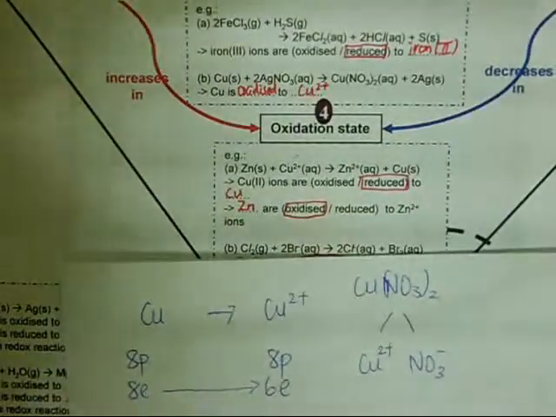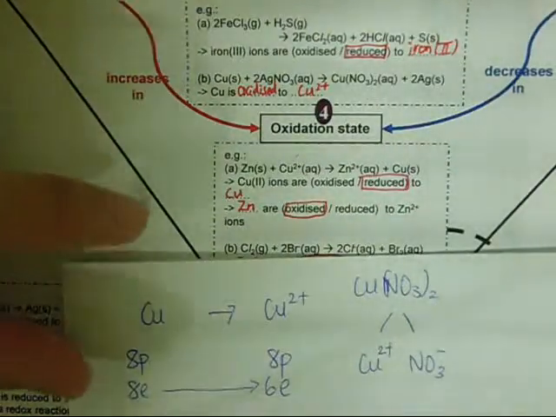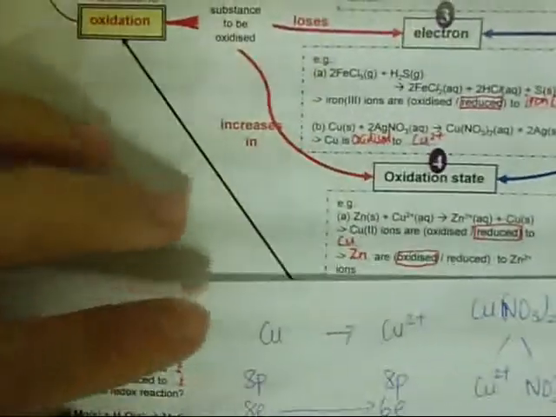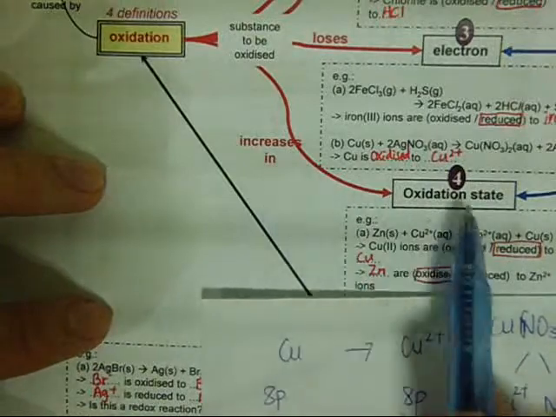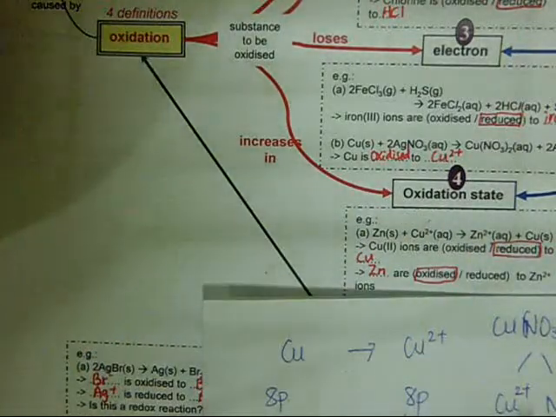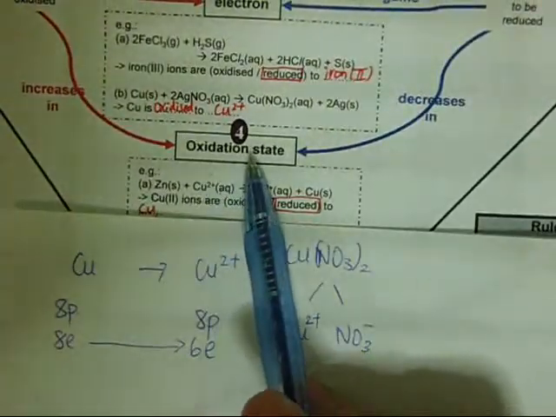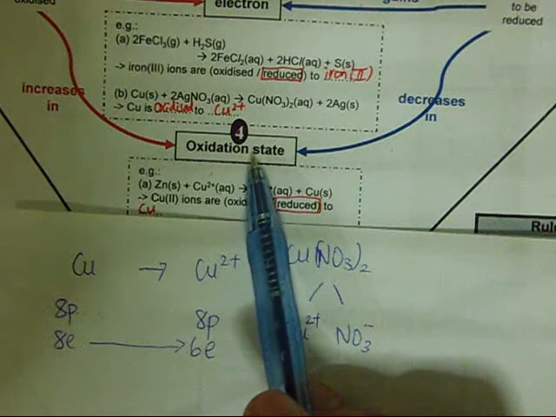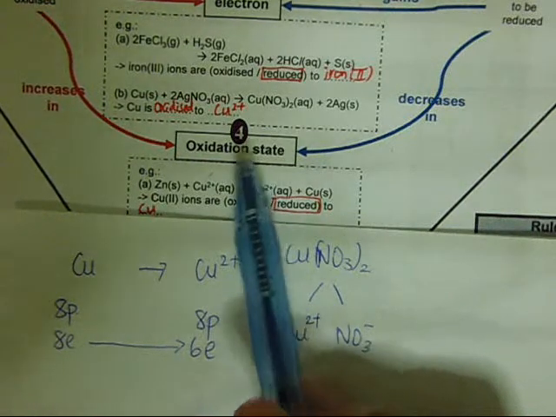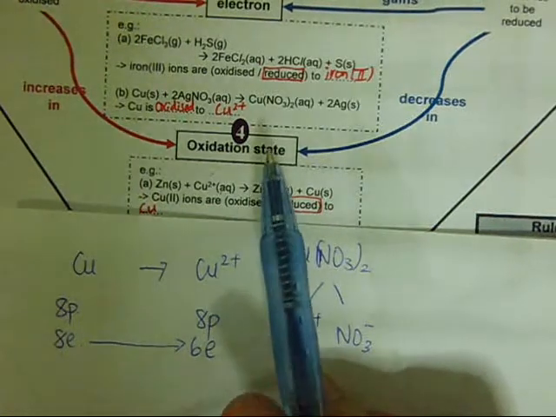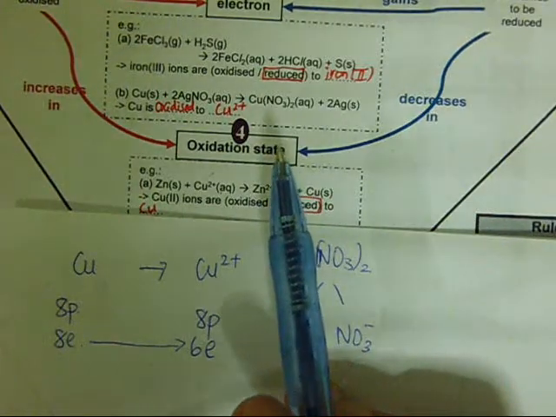Let's look at the last definition of oxidation and reduction, which is oxidation state. If I have an increase in oxidation state, that is called oxidation. Now first of all, oxidation state is very similar to the charge of a compound or of an element. So if you want to calculate oxidation state, you look at the charge of the substance.